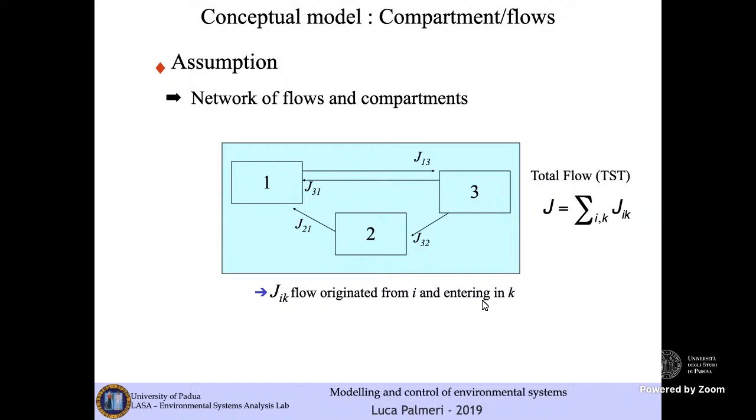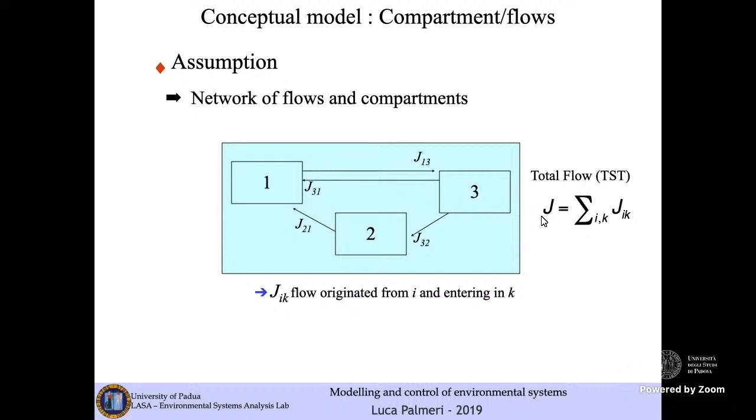This way of representing a conceptual model is very interesting because it also allows us to immediately calculate some very general indicators or characteristics of a system. For example, one of these characteristics is the total system throughput, given by the summation over both indexes i and k of all the flows. So here you are summing all the flows.